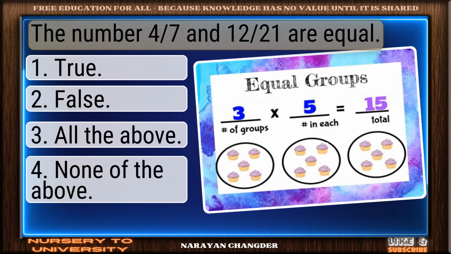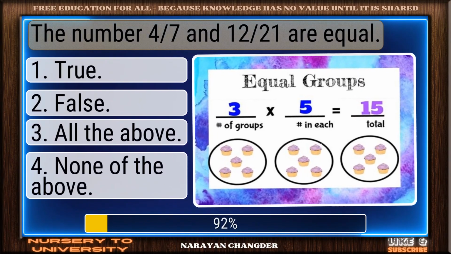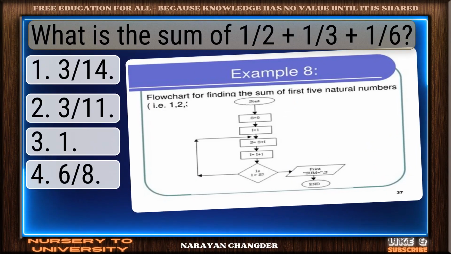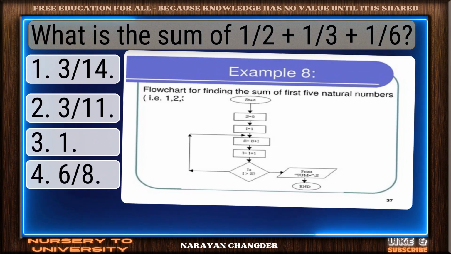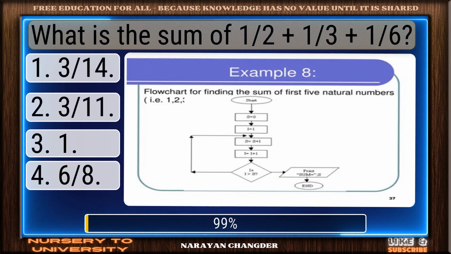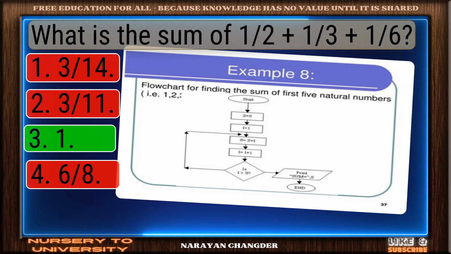Question number 76. The numbers 4 and 2/1 are equal. You chose true, and it is correct. Question number 77. What is the sum of 1/2 plus 1/3 plus 1/6? Right choice. 1 is the best answer.